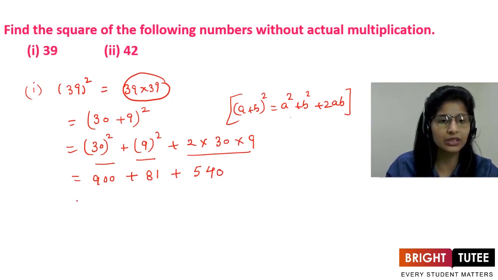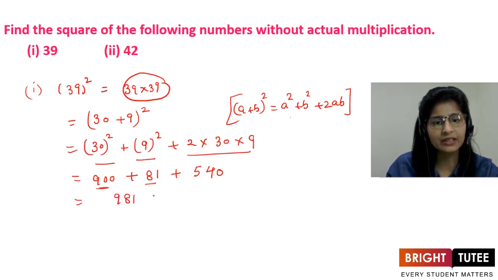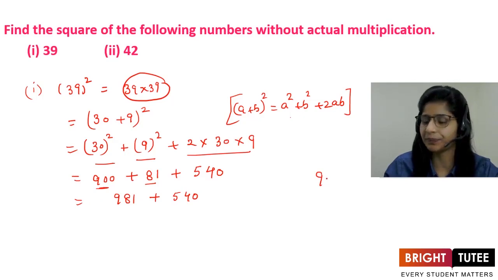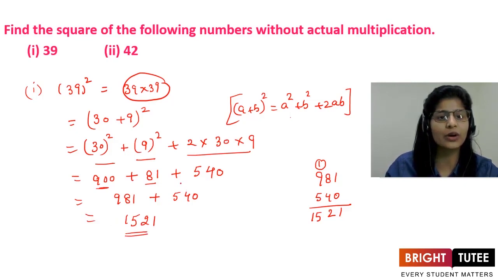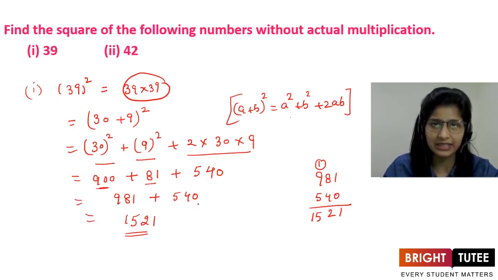Clear? So now we have 981 plus 540. Let us add them. 981 plus 540: 1 plus 0 is 1, 8 and 4 is 12, 1 is the carry here. Then 9 and 1 is 10, and 5 is 15. So what is the answer that we are getting? 1521. So this is the square of 39. Is that clear to you?